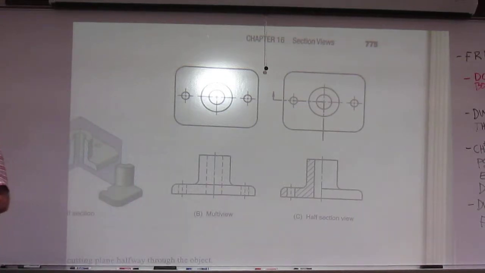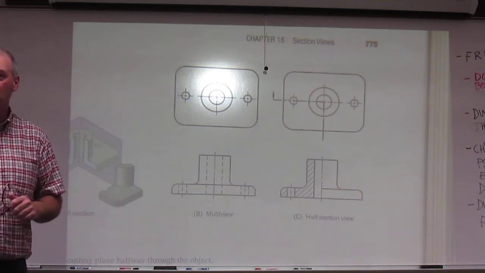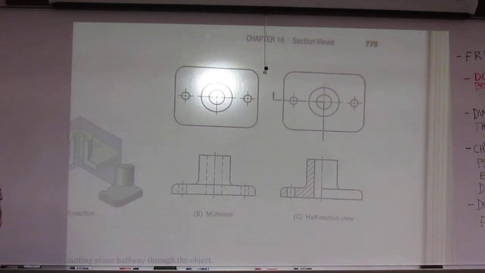So, cutting plane line, half section. Good on symmetrical objects about a center. Use a half section just like a full section, and you do an outline view on the other half. Any questions or thoughts? Cutting plane line only gets one arrow. Okay. That's the half section.